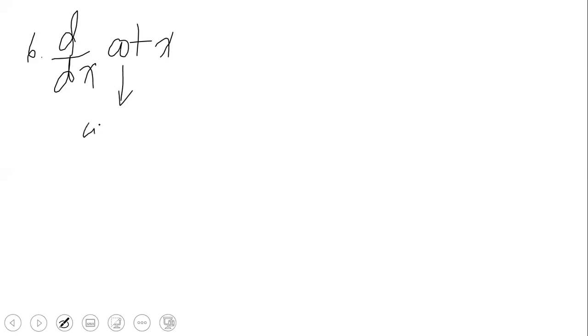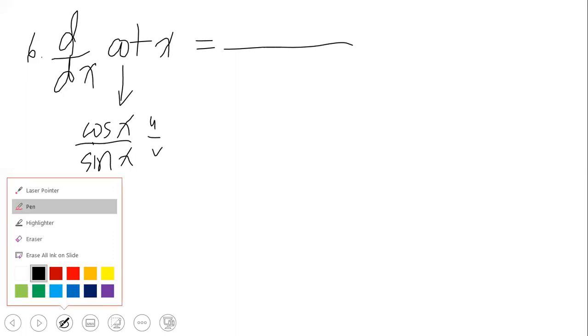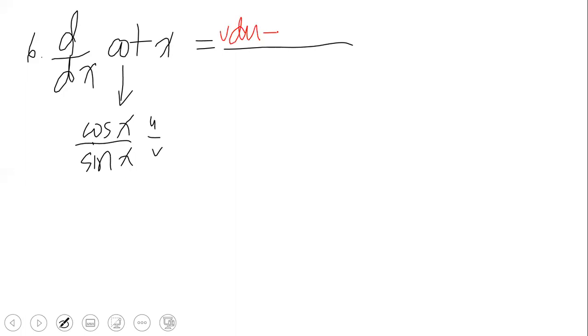Let's have number 6. So the sixth different derivative of cotangent. So the derivative of cotangent x. So ibig sabihin, the ratio of cotangent is cosine x over sine x. So we have already the quotient rule again. So this is u and this is v. So para sa madali, v du minus u dv over v squared.